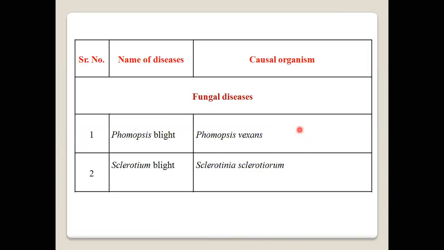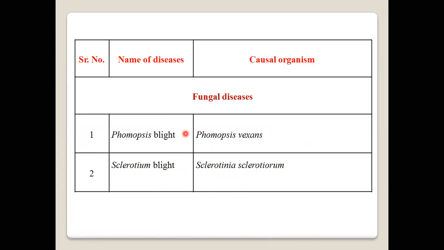In eggplant or brinjal, there are Phomopsis blight and Sclerotium blight. These are the two blight diseases seen in brinjal crops, caused by Phomopsis vexans and Sclerotinia sclerotiorum respectively. Yield is drastically reduced because these two blight pathogens infect all the aerial plant parts, including the fruits of the brinjal.